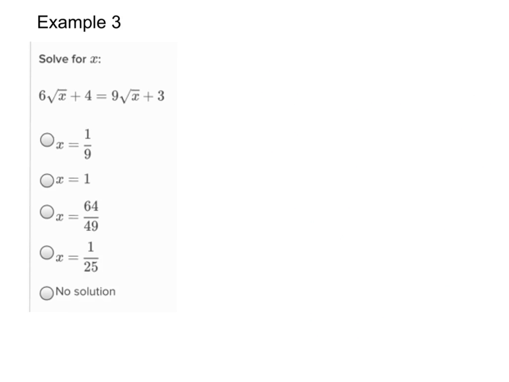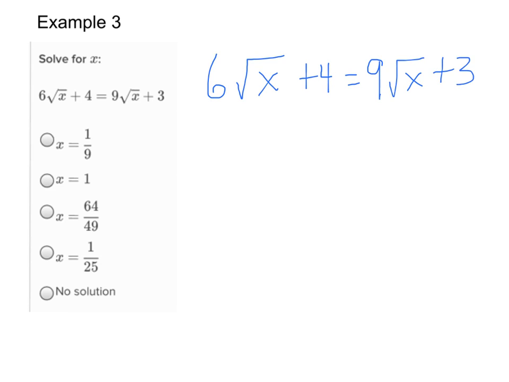All right, so here's our last example. And like I said on the previous problem, if I were you, I'd pause the video, I'd try to solve it myself, and then I'd push play and see if I got it right. So here we go. 6 square root of x plus 4 equals 9 square root of x plus 3.